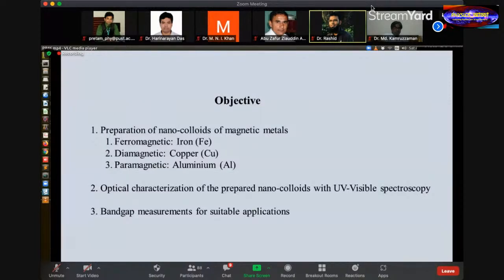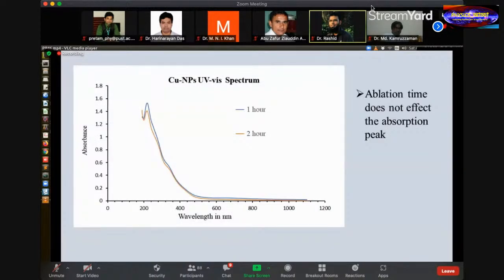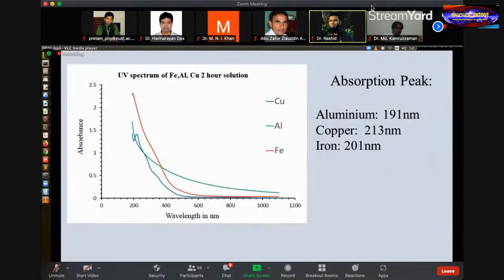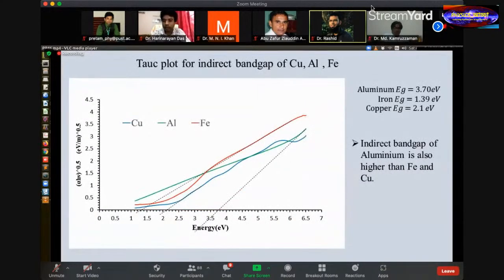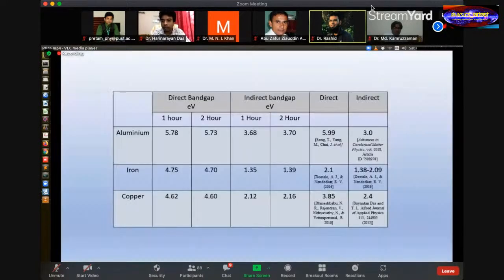We found that different ablation time does not affect the band gap and absorption peak of the same kind of material, but for different kinds of materials, copper has the higher absorption peak and aluminum has the lower absorption peak. From Tauc's relation, we can calculate the direct and indirect band gap of the prepared samples from the UV spectrum, and we can see that the direct band gap of aluminum is higher than iron and copper. Similarly, the indirect band gap of aluminum is also higher than iron and copper, and our band gap results were compared with some other research works.